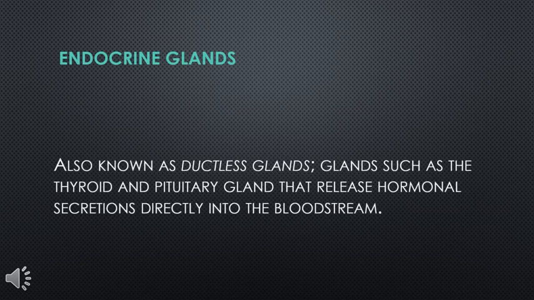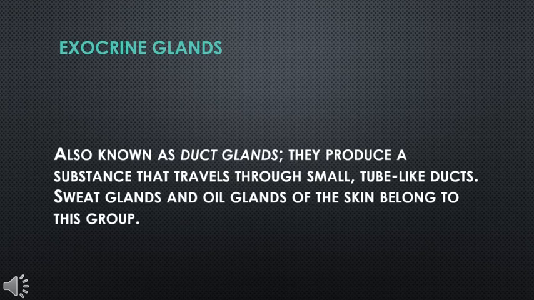Endocrine glands. Also known as ductless glands, glands such as the thyroid and pituitary gland that release hormonal secretions directly into the bloodstream. Exocrine glands. Also known as duct glands, they produce a substance that travels through small, tube-like ducts. Sweat glands and oil glands of the skin belong to this group.